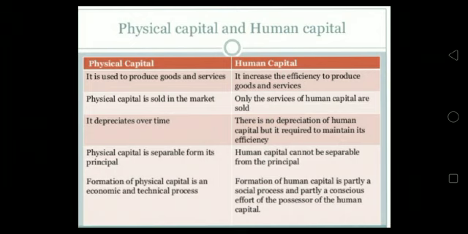In the human capital, it refers to the stock of skill, ability, expertise, education, and knowledge embodied in the people. Human capital is needed to make effective use of physical capital, and there is a need for investment in human capital to produce more human capital out of human resource.